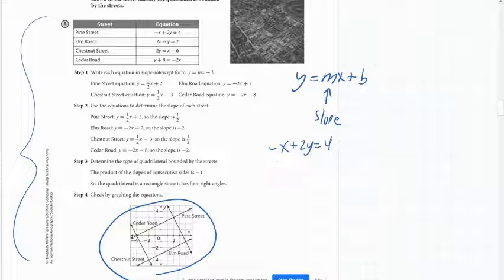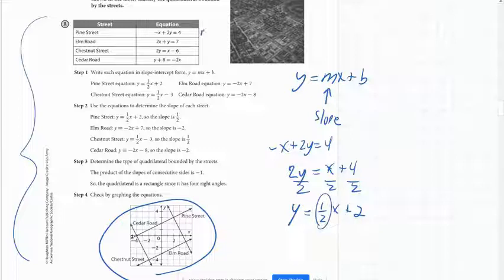First I add the x to both sides. That would give me 2y = x + 4. And then we would divide both sides by 2, so I'm going to divide everything by 2. That gives me the equation y = 1/2 x + 2. And so this is what we're interested in, so we're going to write it right here. The slope is 1/2.